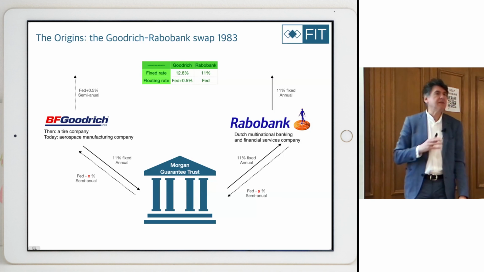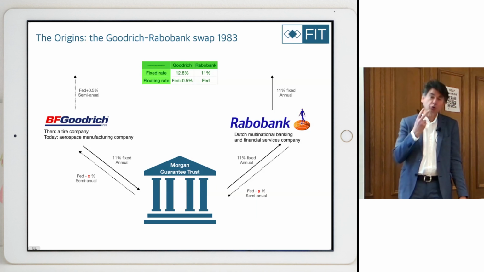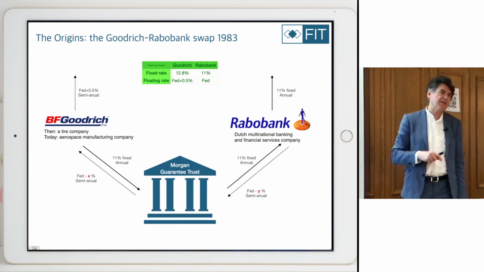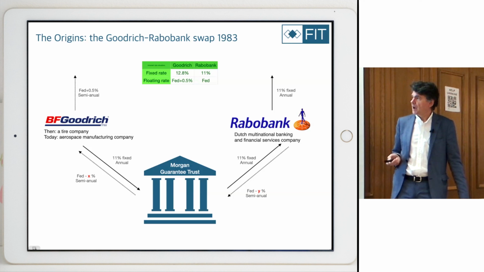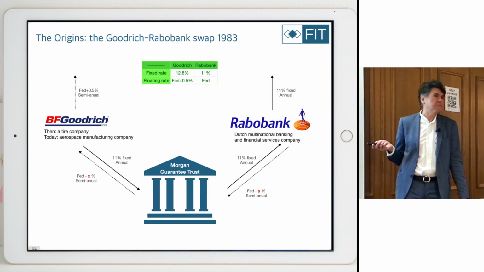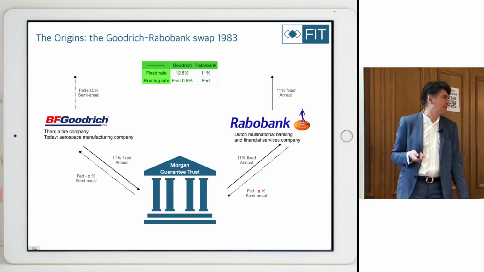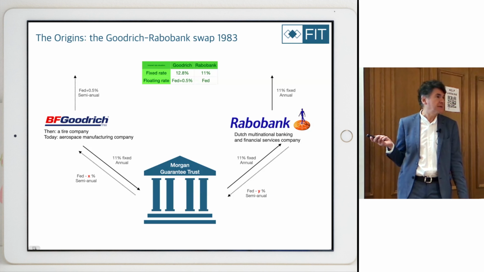Now, this is the important part I want you to understand. There are two very important things I want you to understand. One is the business aspect of this. Why would Goodrich do this? That's the easy question. Because it gives them the 11% fixed annually. It gives them what they want, and as long as that number X is less than 1.3, they save money. You see that?